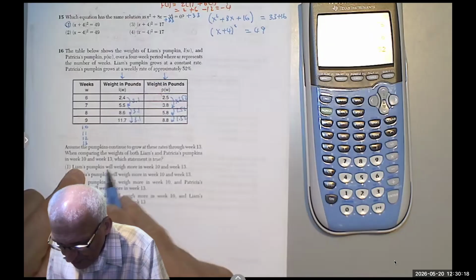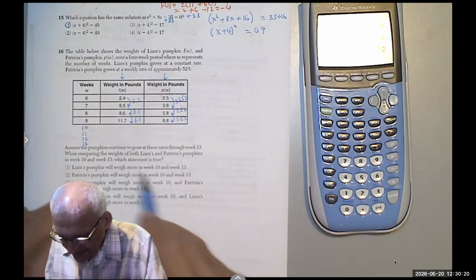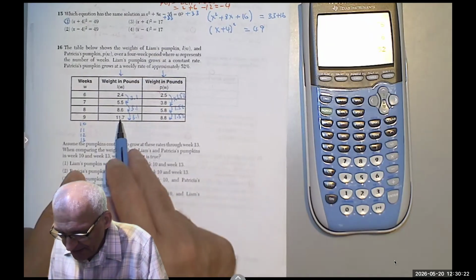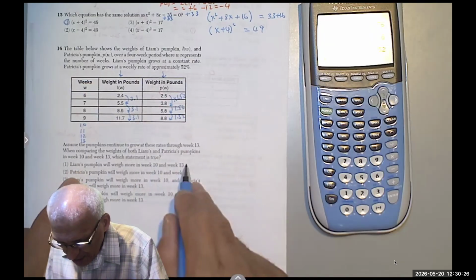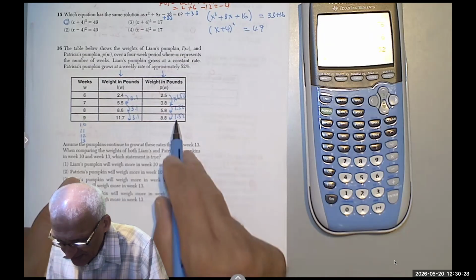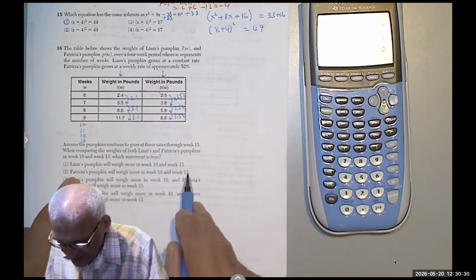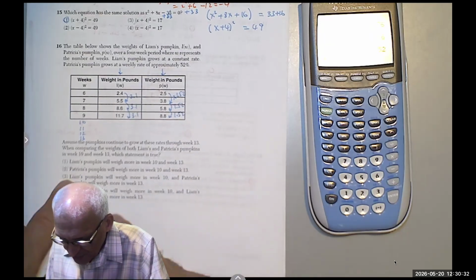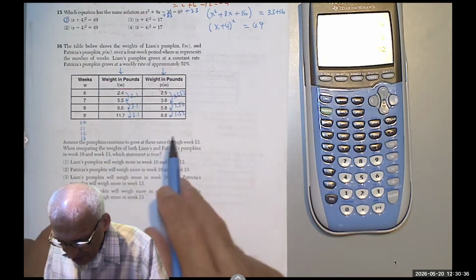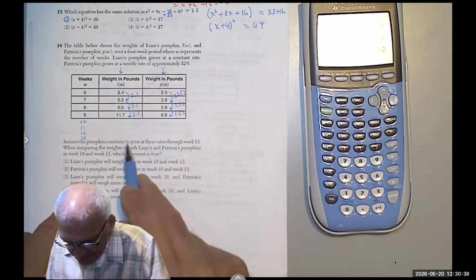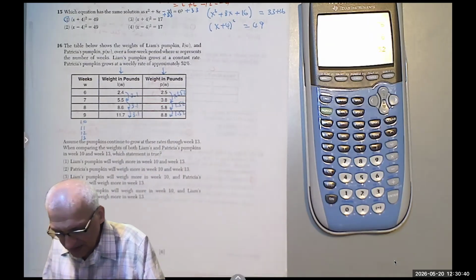Liam's pumpkin will weigh, well, they tell you that Liam's will still be higher during weeks 10 and 13, or Patricia's will be higher in both weeks 10 and 13, or Liam's would be higher at 10 and Patricia at 13, or Patricia at 10 and Liam's in 13.